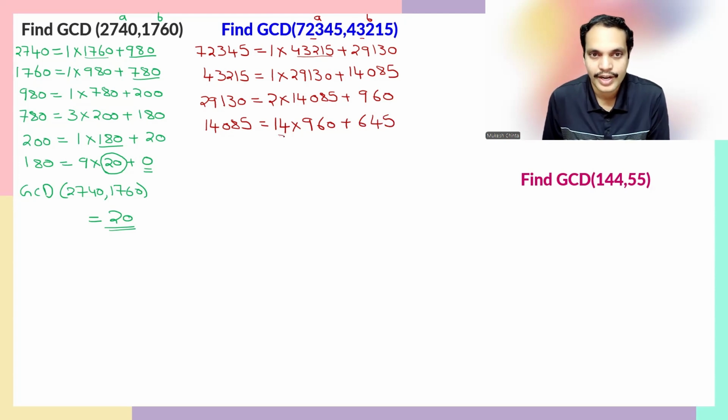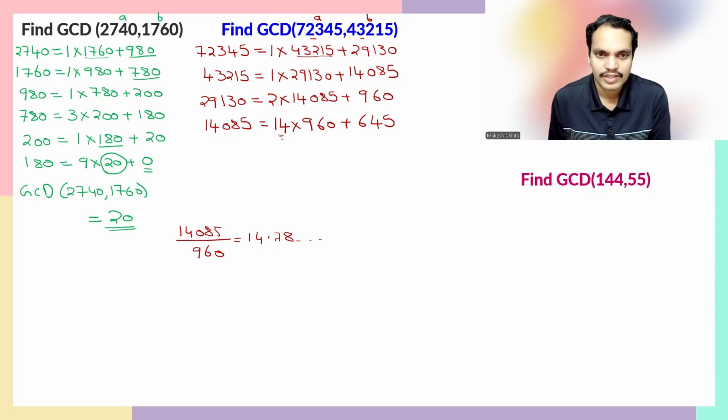If you are wondering how I got this 14, you do this simple calculation: 14,085 divided by 960 on your calculator. You will get something like 14.7 something. Now, you ignore the fractional part. You calculate 14 into 960, you will get the answer, and the subtraction between these two will be your remainder. That's all. So once again, I got a non-zero remainder.